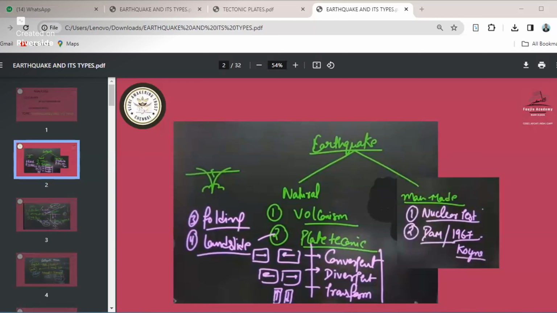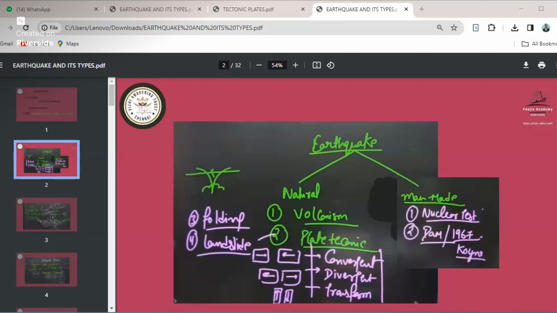Suppose this is one part of the earth. Here in the upper part, this is the earth crust, then this is the mantle, and this is the core. In this earth crust, we have the lithosphere. The lithosphere includes the full crust and also some upper part of the upper mantle. Then we have the asthenosphere in the upper mantle, below the lithosphere. This full part is the lithosphere.